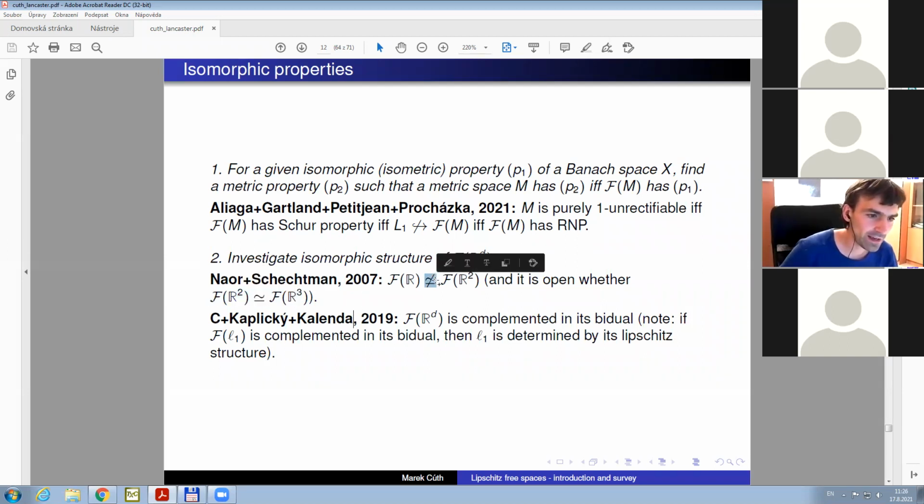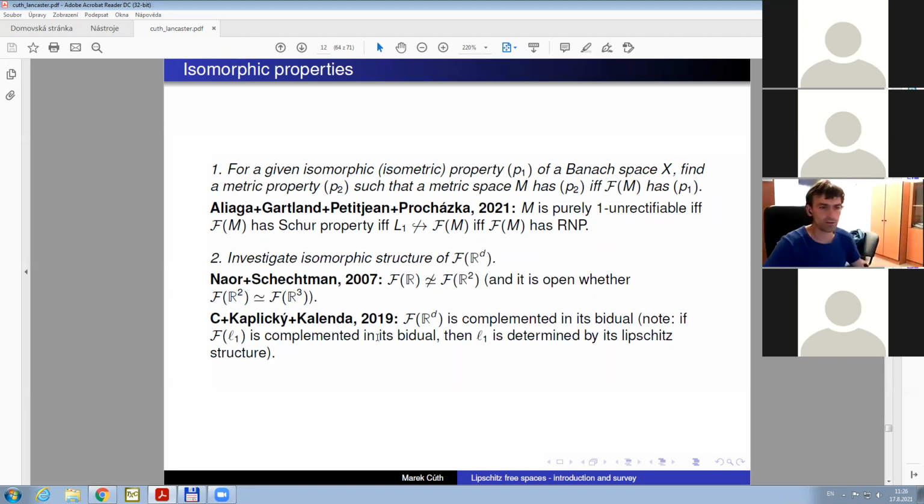Even this non-isomorphism result is very difficult and relies on some summing operators and so on. A second important contribution, or I consider it important, is by me, Kaplitzky, and Kalenda from 2019, and this says that the Lipschitz-free space over a finite dimensional space is complemented in its bidual.